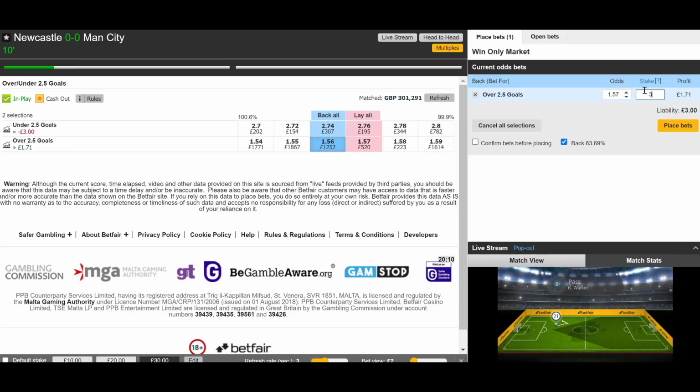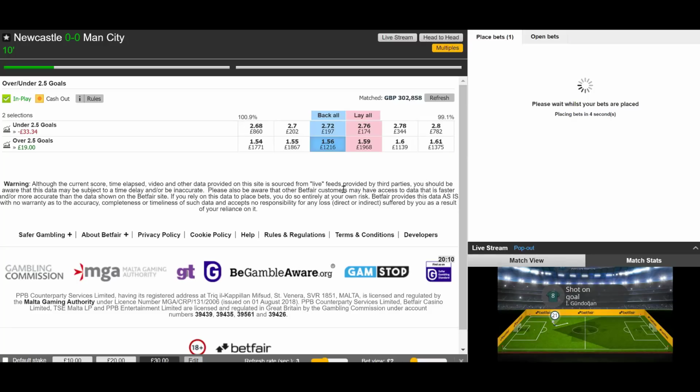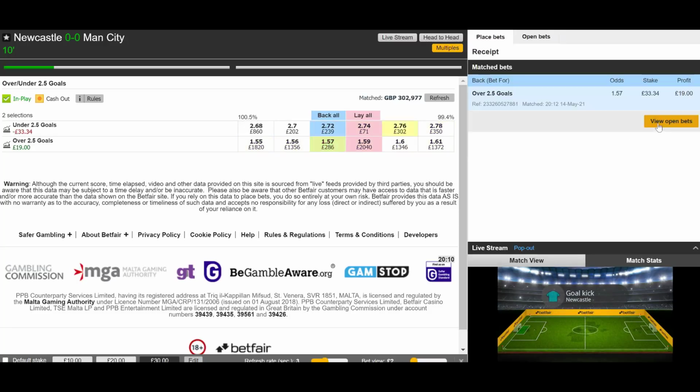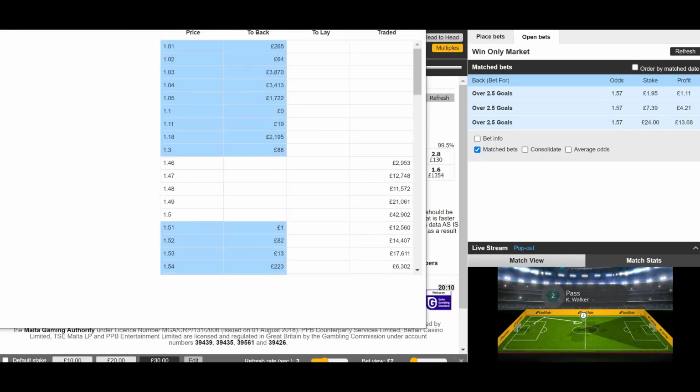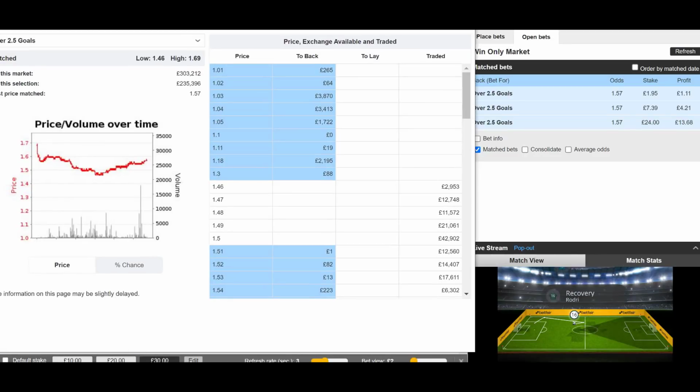So we're going to use a £100 stake. I'm going to split it up into 3 parts and back over 2.5 goals. We're going to get involved with the first part of our stake at 1.57, and then we're going to come back in around 5 minutes. Odds should have gone up higher. We'll put in the next one, and around 5 minutes after that we'll put in the final part. We'll just take advantage of that rise in the odds to increase our profit potential.